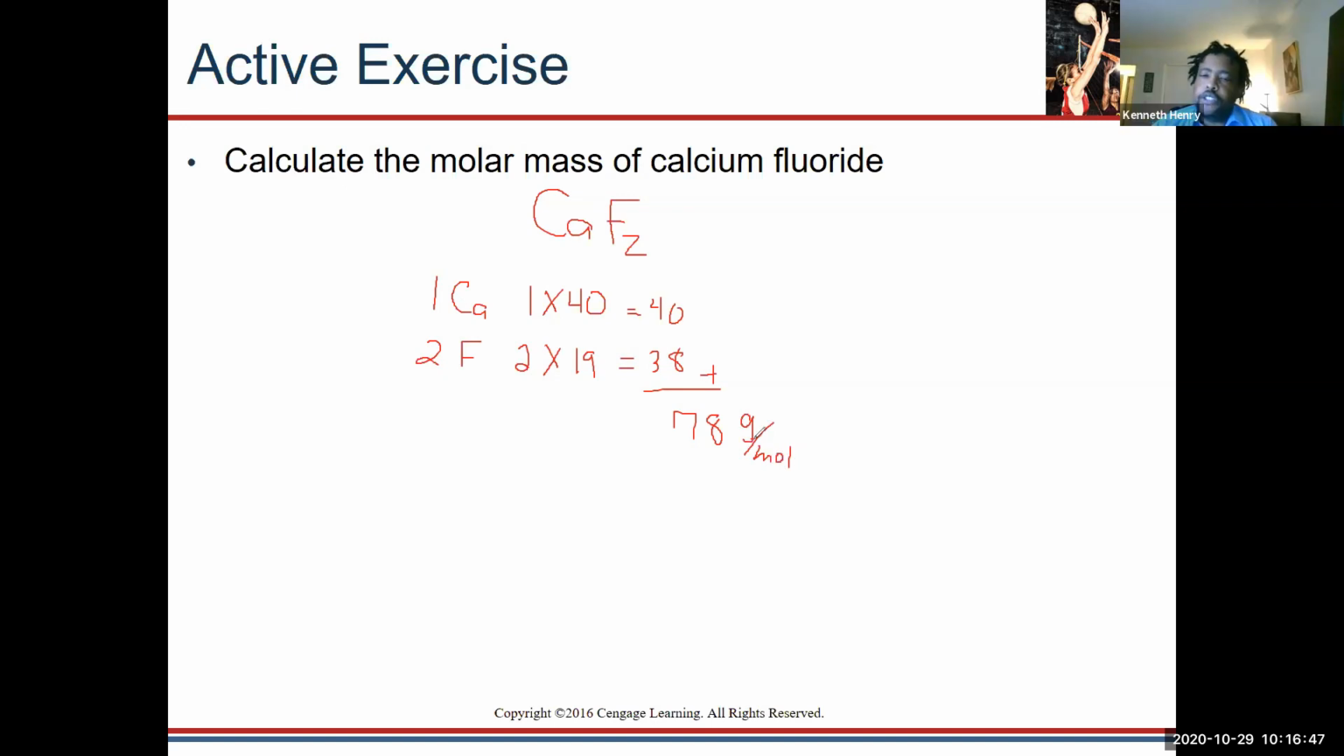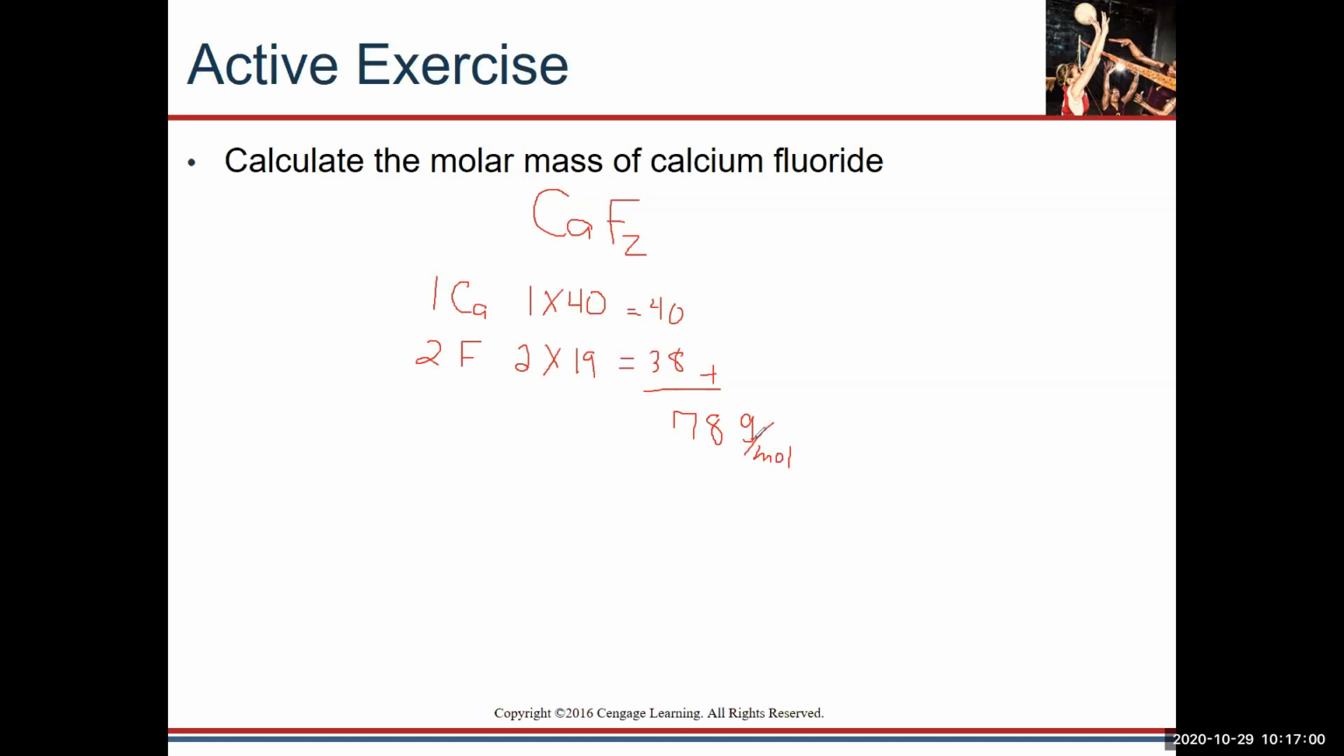Okay, you don't want to just use grams. You always want to use grams per mole, because then it'll keep you keeping track of all your units. Okay? Piece of cake? Not too hard? Yes. Good job.